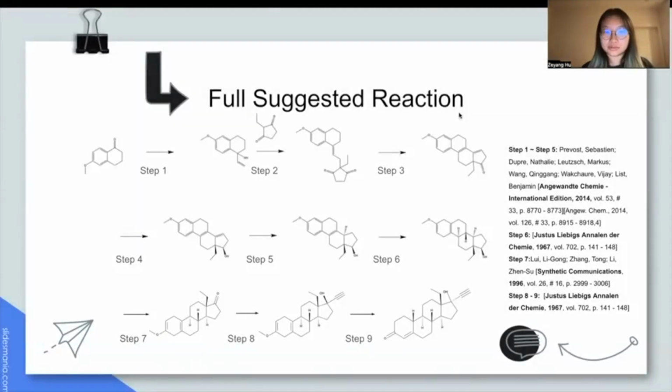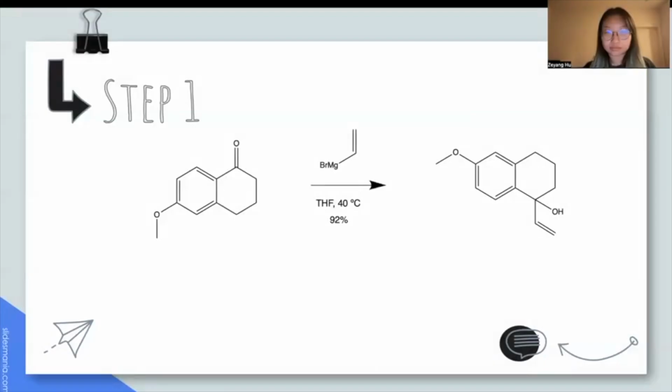This is the overview of the full suggested reaction. And on the right side, there are the references for each step. For the first step, it is a Grignard reaction. The Grignard reagent here is the bromomagnesium binding with the ethylene group. The carbonyl turned into the alcohol, and the ethylene group was attached to the tertiary carbon. The yield was 92%.